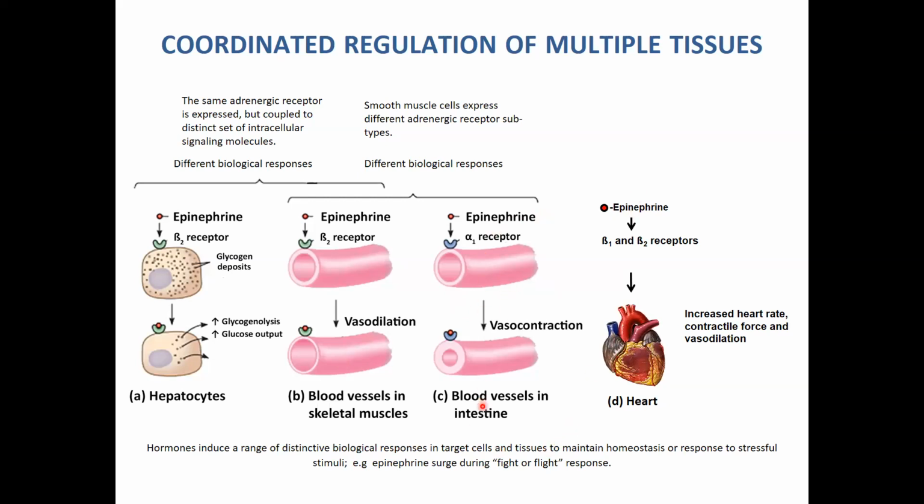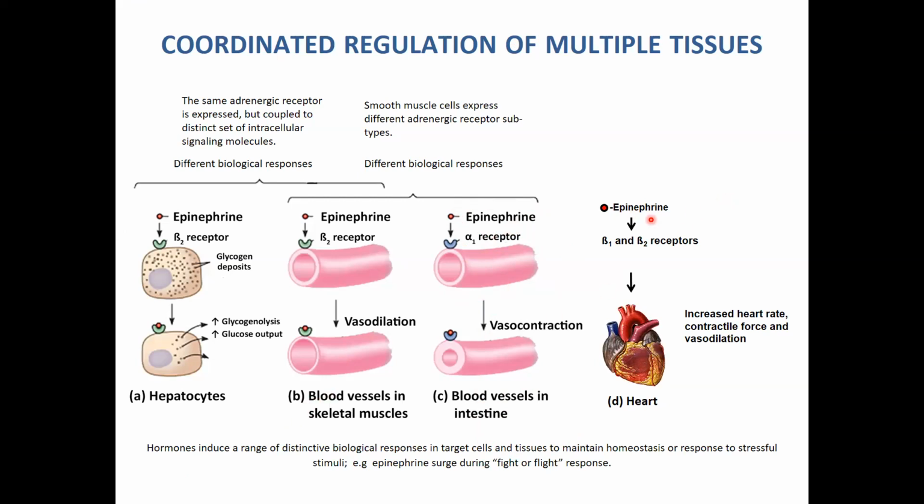You see that the visceral organs, like the intestine, express a different type of receptor. It's the alpha-1. Epinephrine binding to the alpha-1 receptor is going to cause an increase in calcium. That's going to cause vasoconstriction. So now I'm going to shift blood from my visceral organs, which I don't need to digest any food at the moment. I need to run or hide. It's going to shift it over to the skeletal muscle.